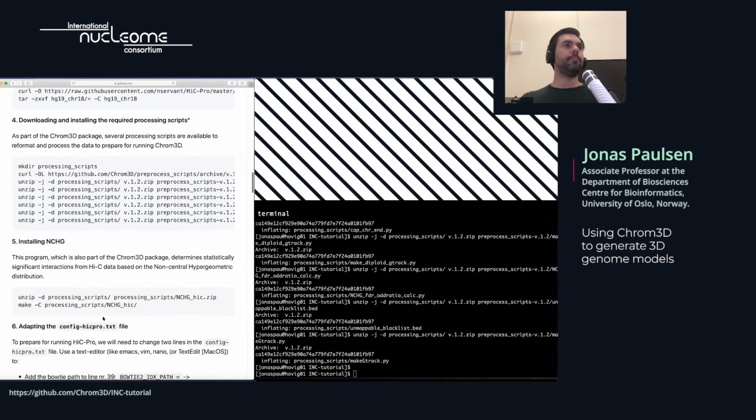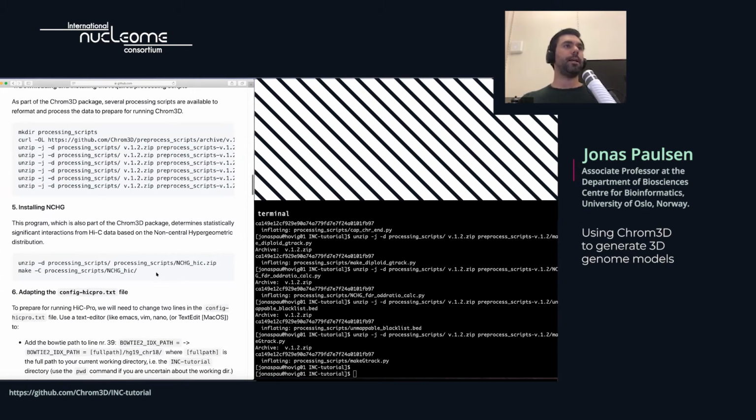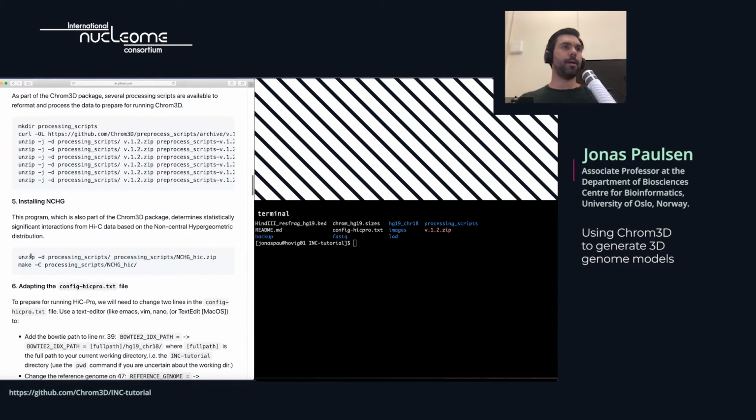Now that that's done, I'm going to run the next step. So that's step 5, which unzips this program called NCHG, which is the statistical program that we're going to use. And it compiles the program for us as well. This is something that we're going to use later.